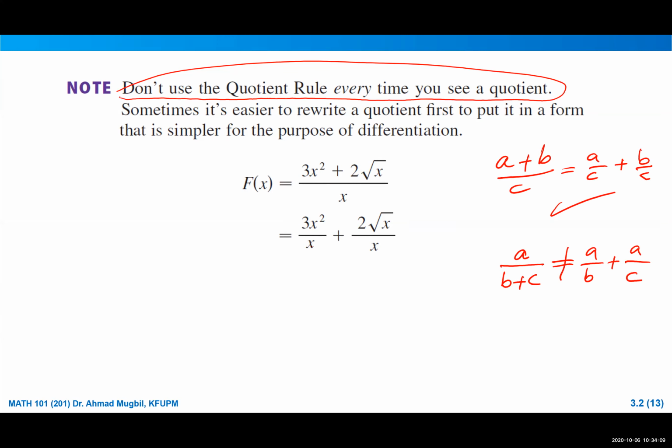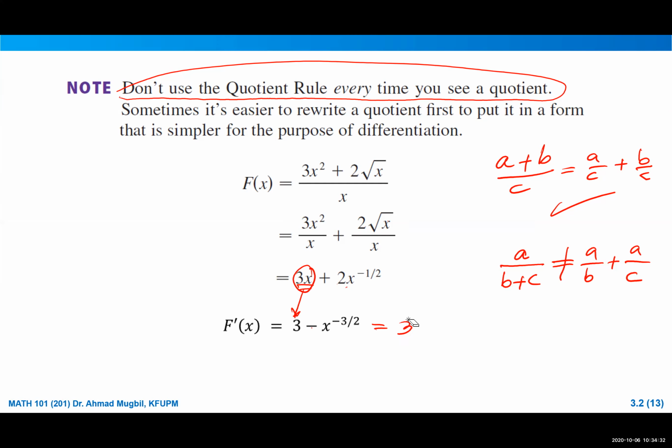So if you have it this way, you can now simplify it. It will be 3x squared over x, which will be 3x. Look, this is the function, not the derivative. Now here you will simplify it. It will be x to the power negative half. Now you can find the derivative easily. What will be the derivative now, guys? The derivative of this is 3. The derivative of 2 x to the power negative half will be 2 with a half, so it will have negative x to the power negative 3 over 2.